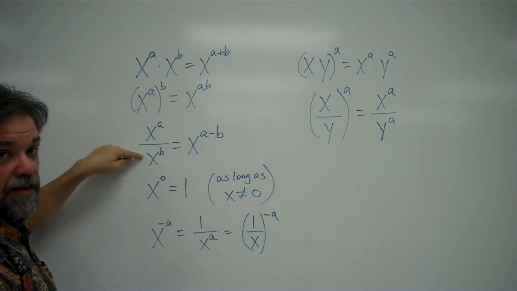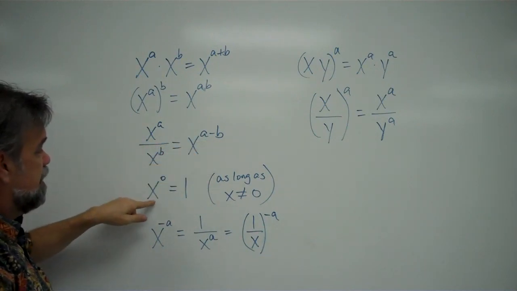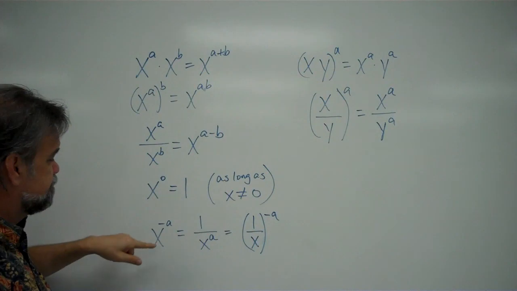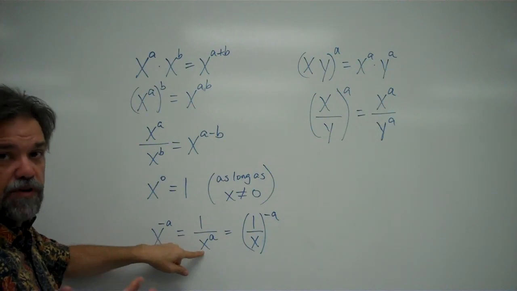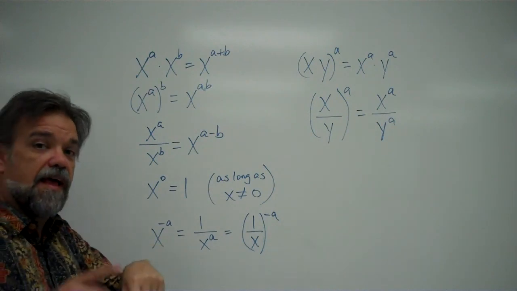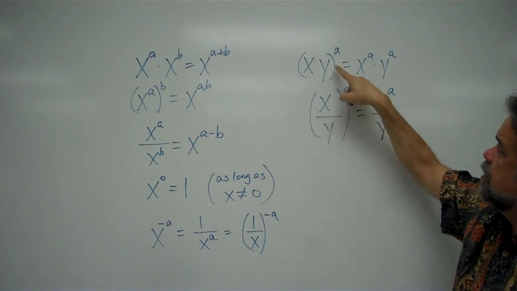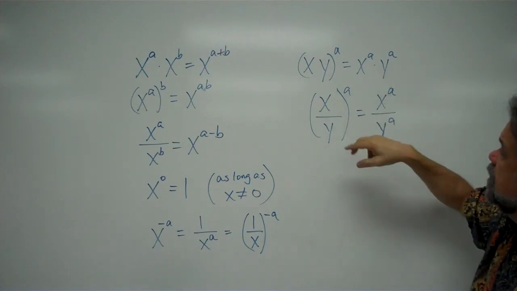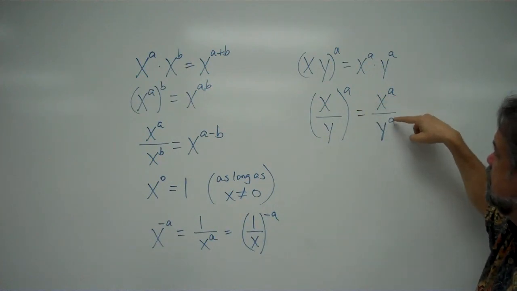If you have x to the a divided by x to the b, same base, then you subtract your exponents. x to the 0, anything to the 0 power is 1, as long as that thing is not 0 itself. x to the negative a means that you have 1 over x to the a power, which can also be written as 1 over x, the reciprocal of x, to the a power. And then finally, if we have a product to a power, you can distribute that exponent and say it's going to be x to the a times y to the a. And if you have a quotient to a power, you can also distribute the exponent and say it equals x to the a over y to the a.